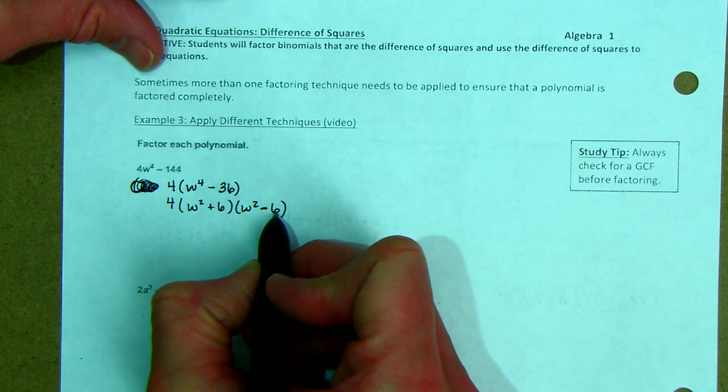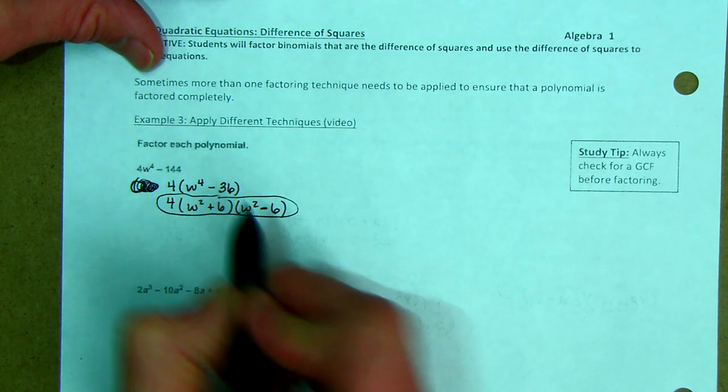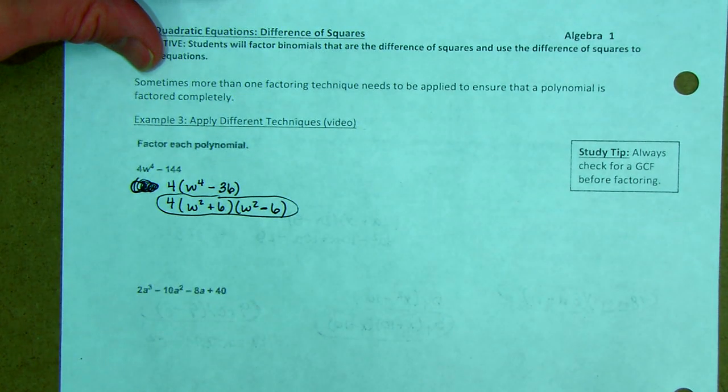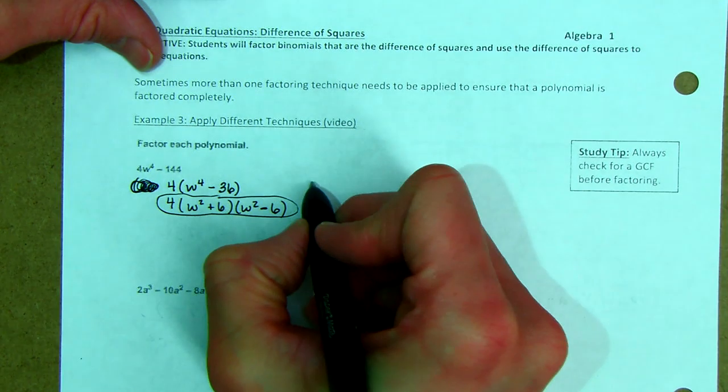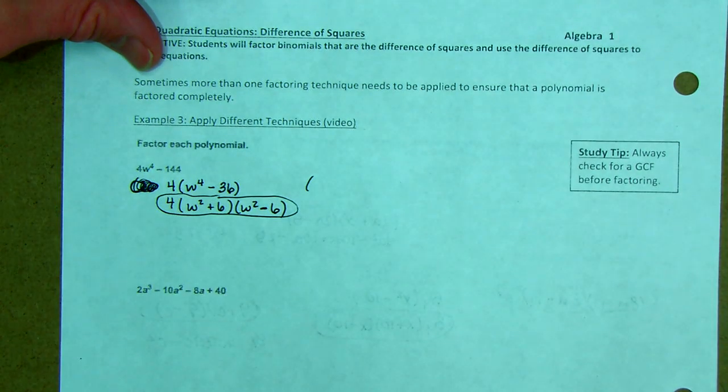Now what happens if you wouldn't have seen that 4 the first time around? Well, it just would have given me a 2 in each one that you could have factored out. I'm not going to show you. I think you got it. All right. How about this one?